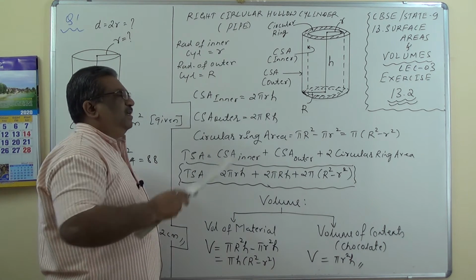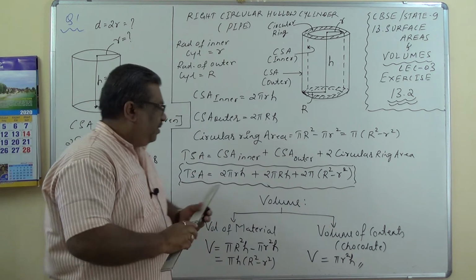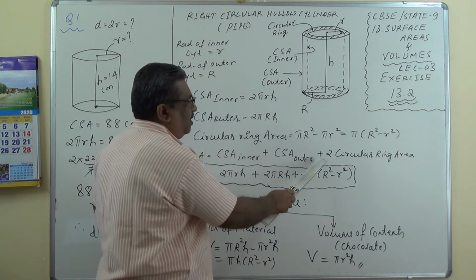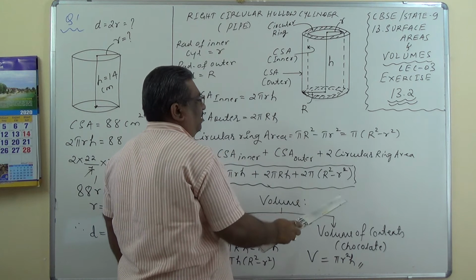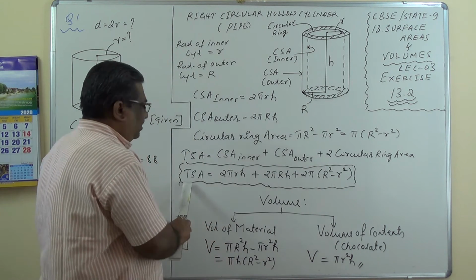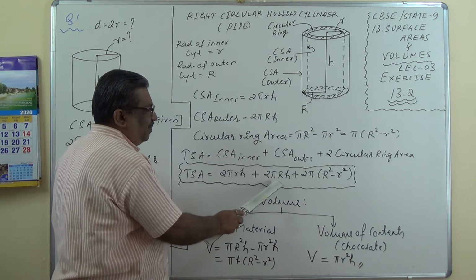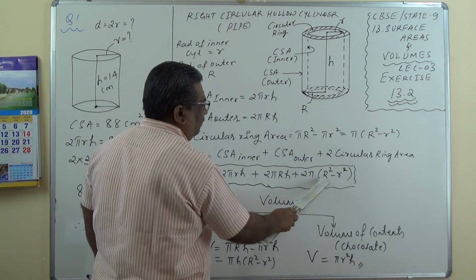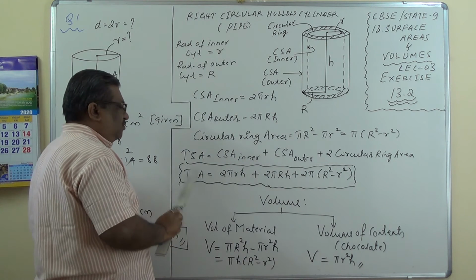What is the total surface area of this cylinder? Total surface area refers to the entire area where we can paint it. So total surface area is CSA inner, CSA outer plus 2 times circular ring areas, because there are two circular rings which are identical, and hence 2 times I have to consider the area of the circular ring. So TSA is equal to CSA inner 2 pi small rh plus CSA outer 2 pi capital RH, and 2 times circular ring area, 2 times pi capital R square minus small r square. This is the total surface area.